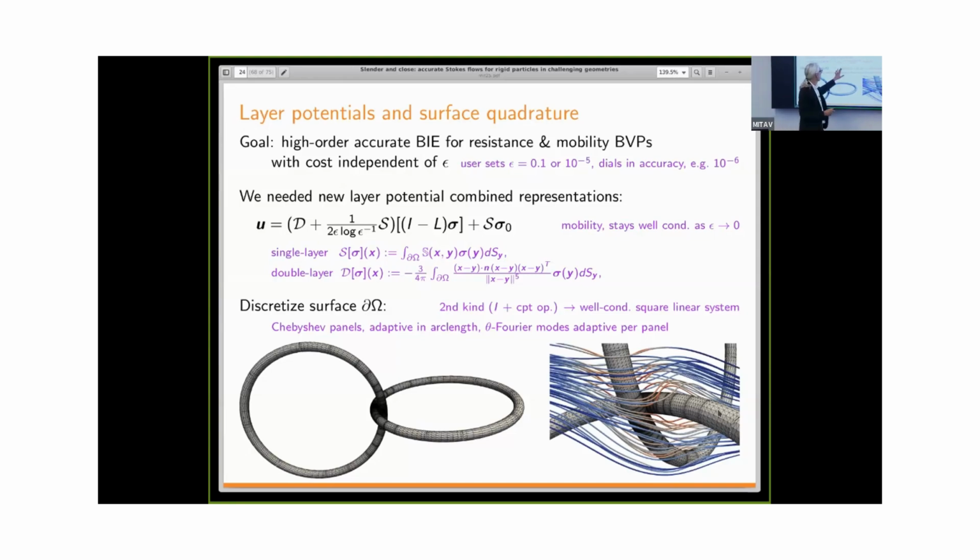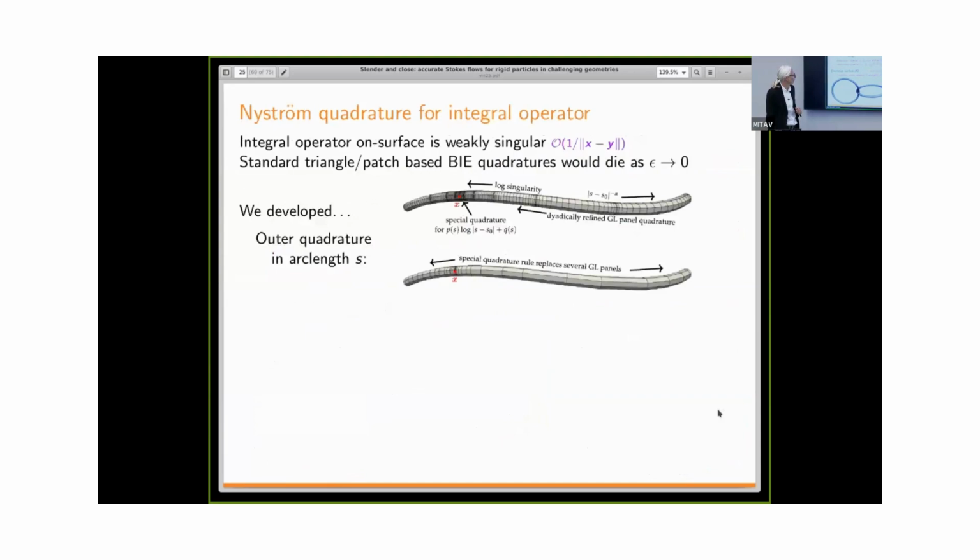And then you're going to apply these. You've got your second kind operator. If you take this and restrict it to the surface and use the jump relations, which I don't have time to go into, you get an identity plus compact operator. And then when you discretize that, you get a well-conditioned square linear system. So that's boundary integral universe. There are some of the technical stuff we had to solve, and I gave an overview.